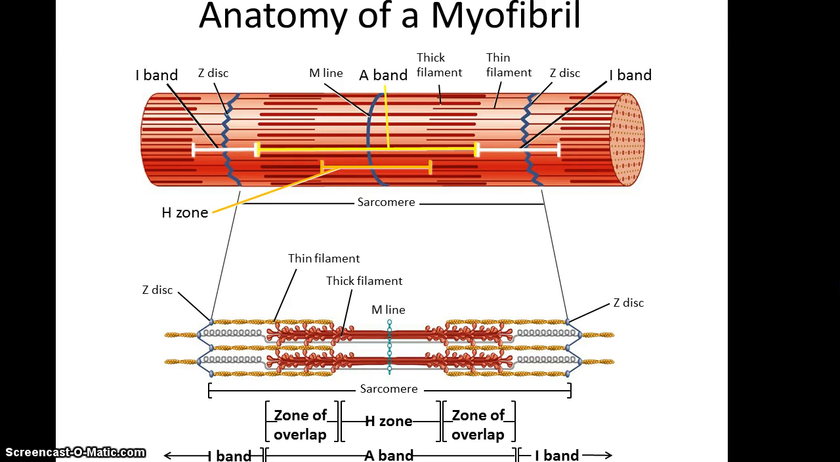From this we can see a number of other interesting features of the sarcomere. For instance, there is what's called the A-band. The A-band is the full length of the thick filament, while the H-zone is where you only have thick filament present and no thin filament. And that is found around the M-line. You also have what is referred to as the I-band. This is where you only have thin filament present, and this is found around the Z-disc.